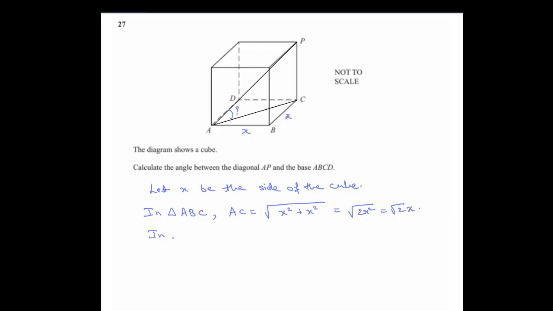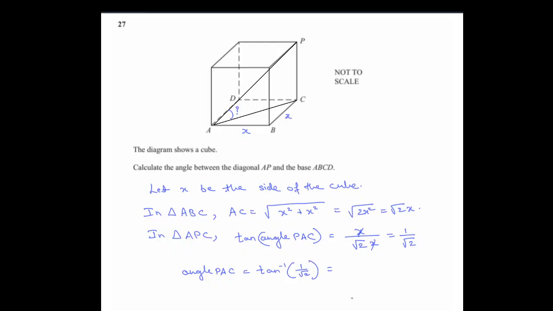And in triangle APC, we need tan of the angle, tan angle PAC is equal to opposite by adjacent, x by root 2 x, because the opposite side is PC and the adjacent side is AC. So x gets cancelled, you get 1 by root 2. So the angle PAC will be tan inverse of 1 by root 2.